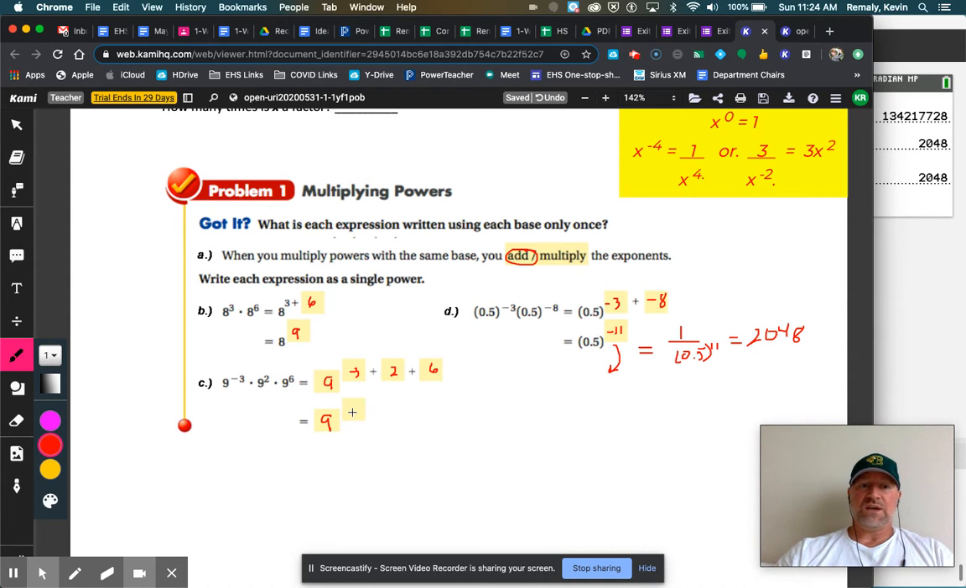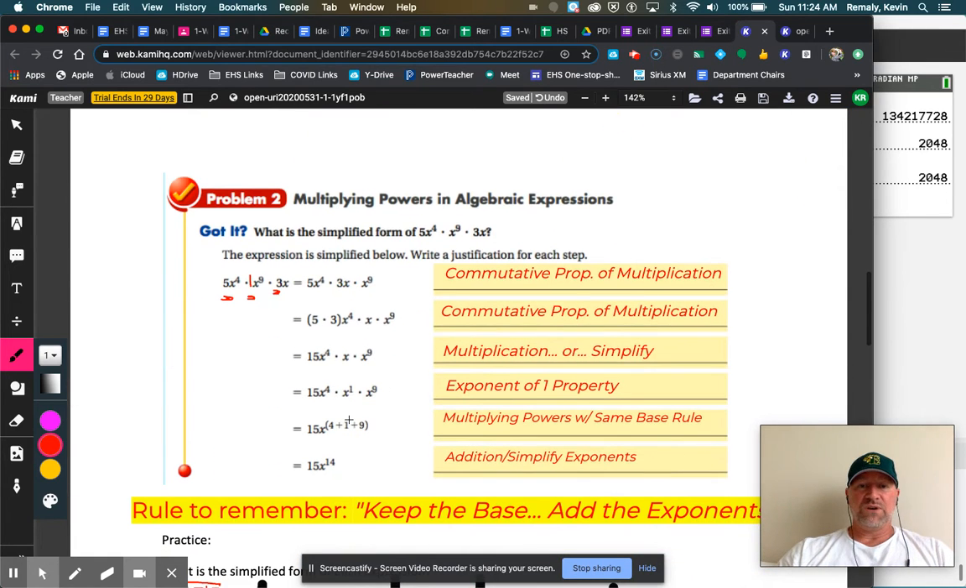When we add these exponents together, we end up getting 5. Negative 3 plus 2 plus 6 gives us positive 5. And of course, if you used your calculator, you could calculate that answer. So let's go through a couple more examples here.